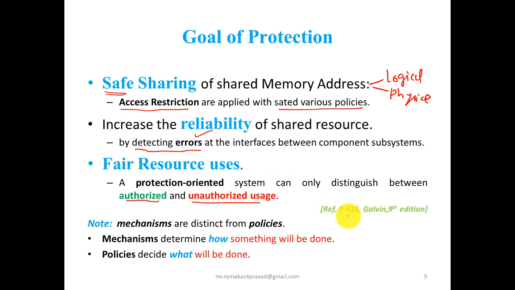This is given in Galvin, page number 626. Here the most important point is what is the difference between mechanism and policies. Mechanism determines how something will be done, how we can handle it. But policies decide what will be done, what you have to do. So there are various types of policies through which we can protect our system. Here we focus on the how and here on the what we have to do. So always keep in mind that these are the differences between mechanism and policies.